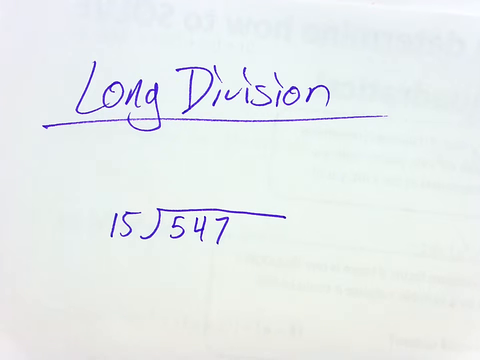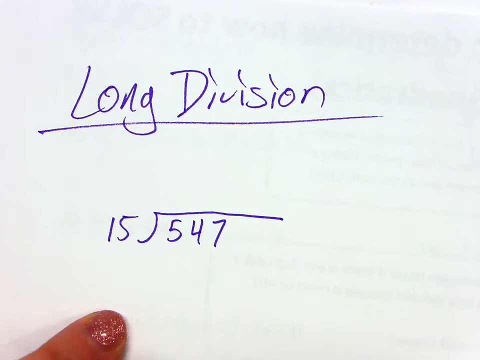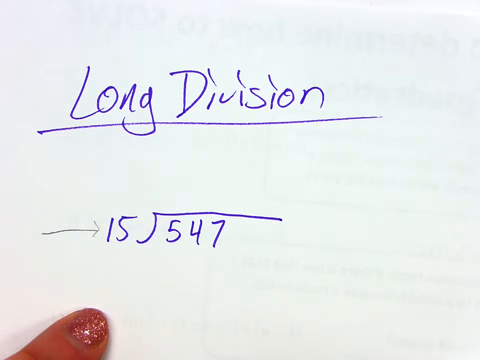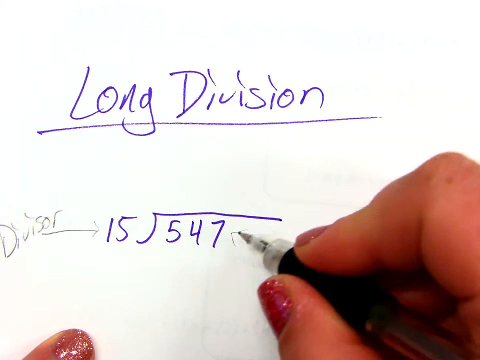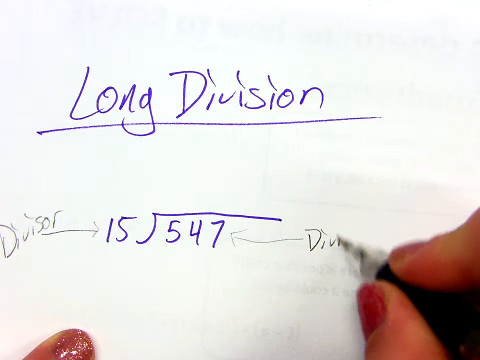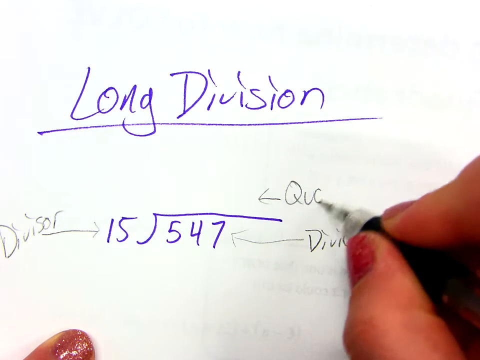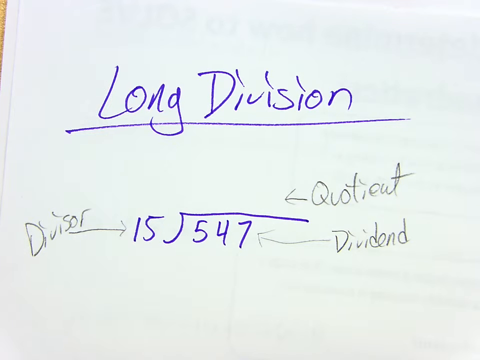Okay, so let me walk you through if you've forgotten. Let's talk about some vocabulary. What do you call the number on the outside? The divisor. Yes, that's the divisor. The number on the inside is called the dividend. And the quotient will be the answer that we write up top. I will be using that vocabulary here and there, so make sure you remember. Divisor is the number you are dividing by. Dividend is the number that's getting divided, and the answer is called the quotient.